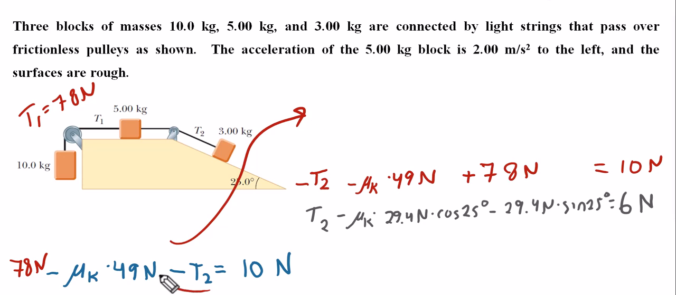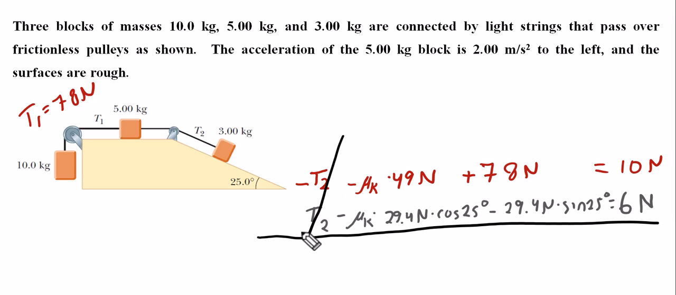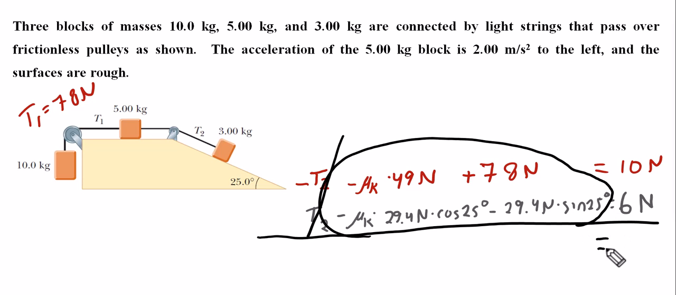So I'm going to put this minus T2 term first, and then I'm going to put the minus mu k 49 newtons, and then I'll put the positive 78 newtons right here, and then my equal comes along for the right, and the 10 newtons as well. And what I can do is just add it up and down. So I have T2 minus T2, they're gone. And then I have this whole mess right here, which I'm going to just leave alone as a mess. But on the right side, I get 10 plus 6 is 16 newtons.